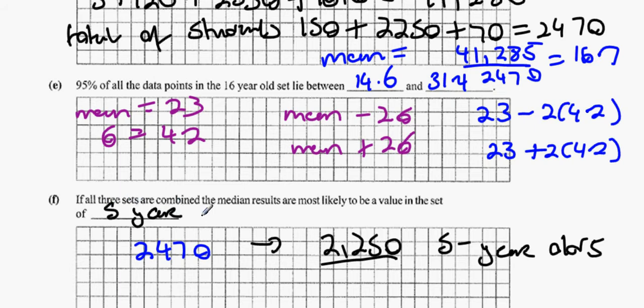Remember, the median means the middle value, and the middle is more than likely going to be in the 5-year-olds. It's going to be a 5-year-old because the majority of the results are 5-year-olds. Okay.